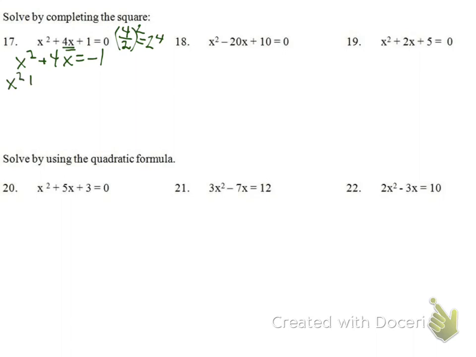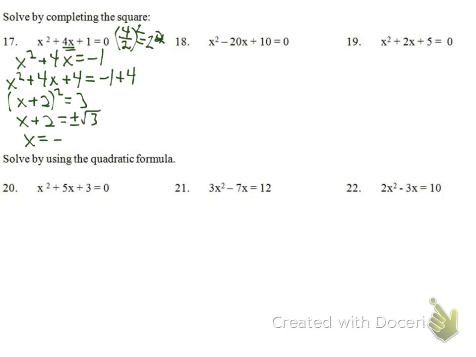So x squared plus 4x plus 4 equals negative 1 plus 4. Now, what's nice now is the left side factors, so it's going to be x plus 2 squared equals 3. We can take the square root of both sides. We get x plus 2 equals plus or minus the square root of 3. We subtract 2 from both sides, and it's negative 2 plus or minus the square root of 3.